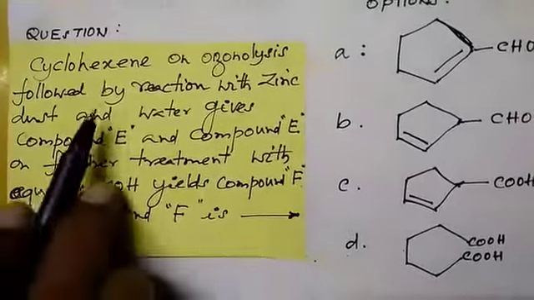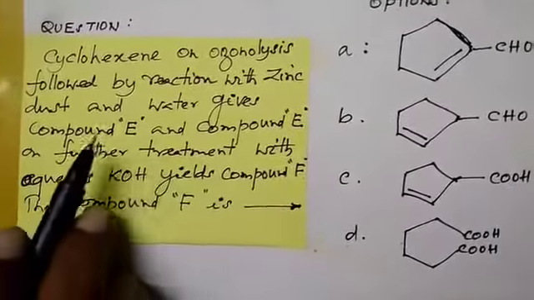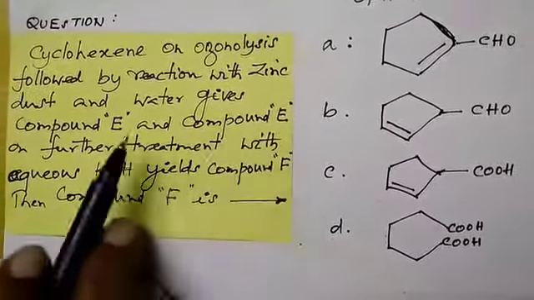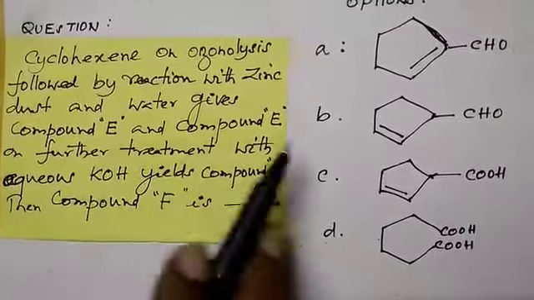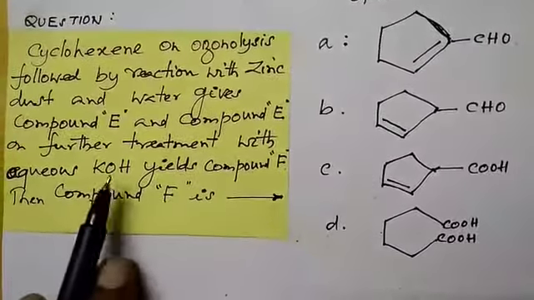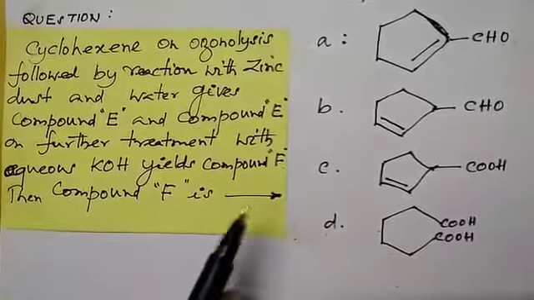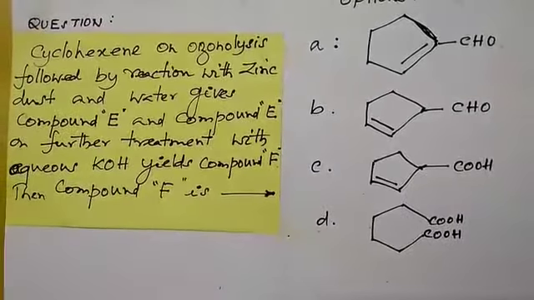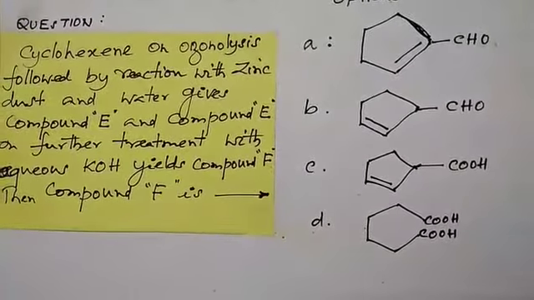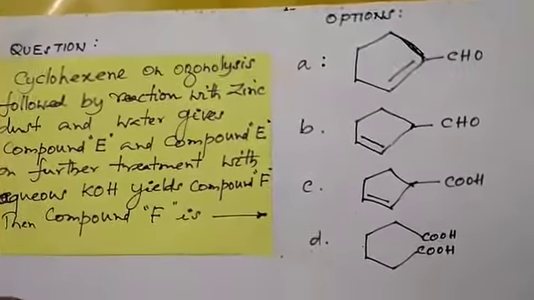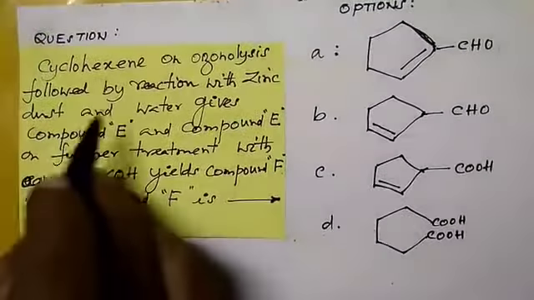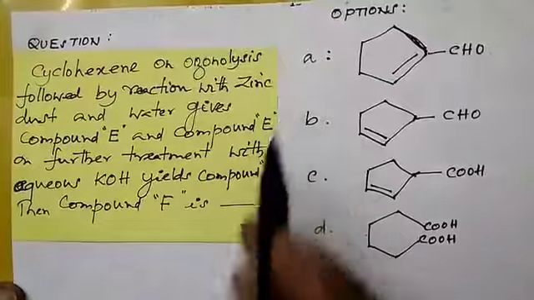Here it is cyclohexene on ozonolysis followed by the reaction with zinc dust, and it gives the compound E. The compound E, on further rearrangement with aqueous potassium hydroxide, gives compound F. This is based on ozonolysis and then intramolecular aldol condensation. Now let us write cyclohexene on ozonolysis.